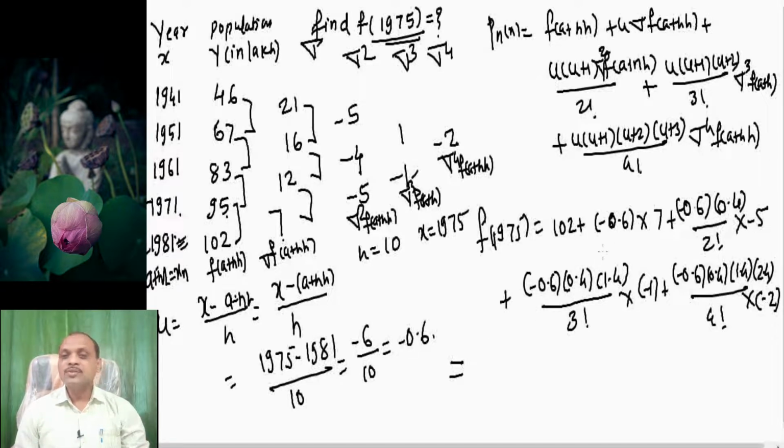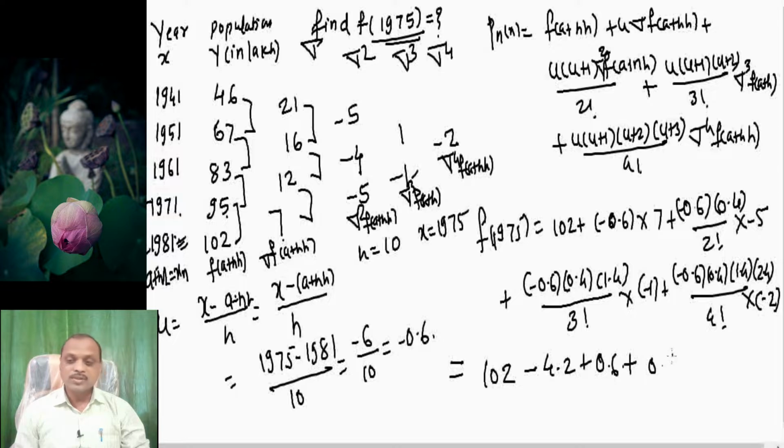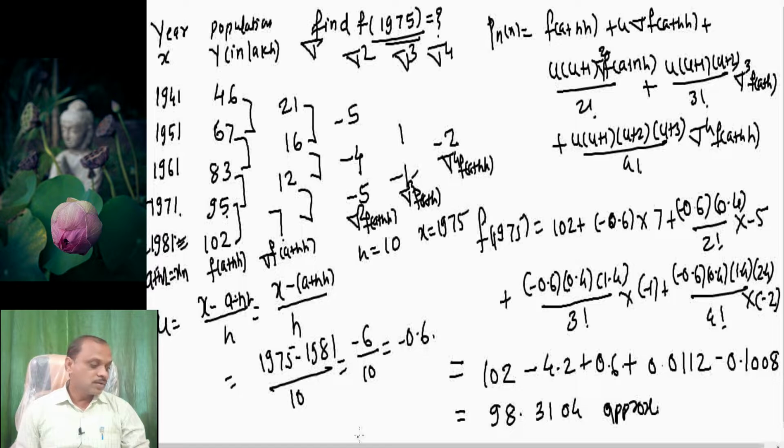Now you need to use a calculator, a non-programmable calculator. By using the non-programmable calculator, you can easily apply these values. I have already calculated this: 102 minus 4.2 plus 0.6, plus we get 0.0112 minus 0.1008, and the total estimate will be 98.3104, and this is an approximate value.